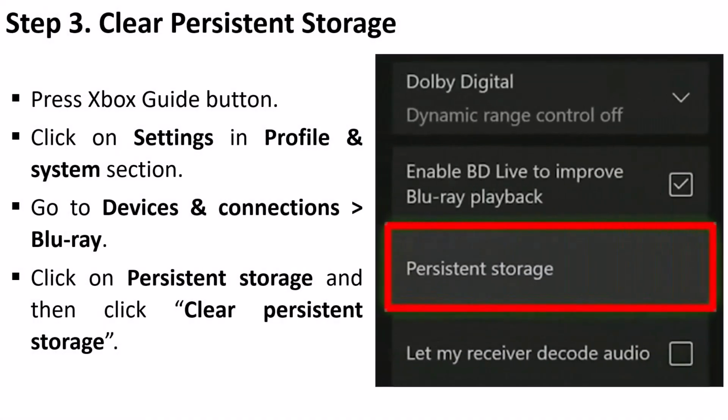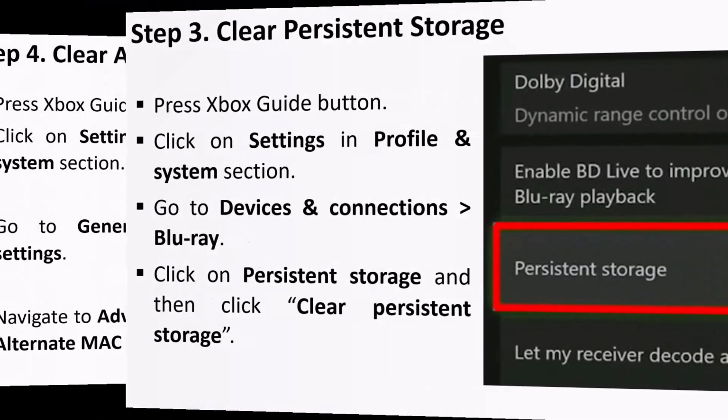Step 3 is to clear persistent storage. Press Xbox guide button, click on settings in profile and system section, go to devices, connections, Blu-ray, click on persistent storage and then click clear persistent storage.